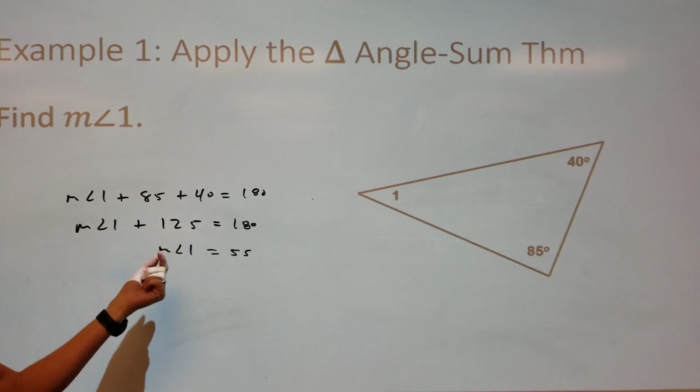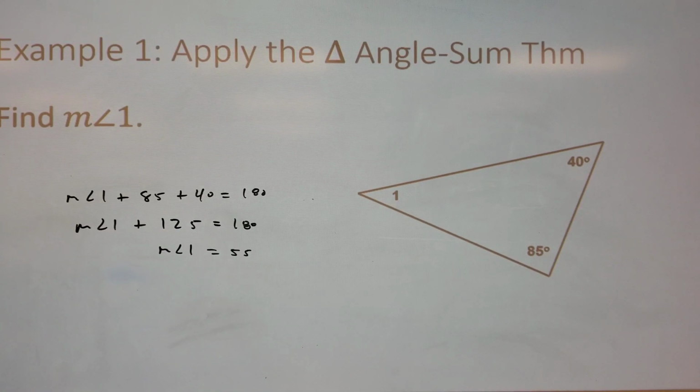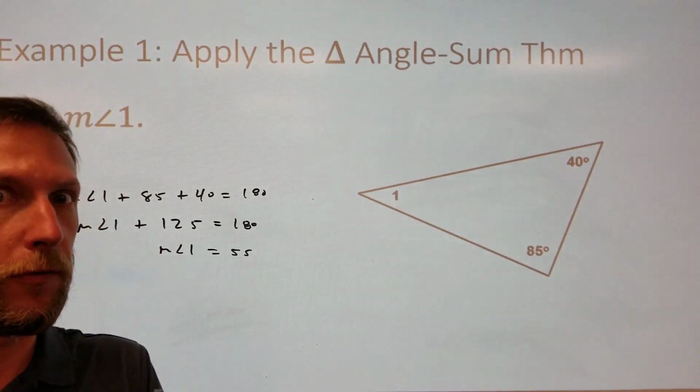And therefore, we combine our like terms. We subtract 125 from both sides, and we are able to find our solution, right? The measure of that angle. So the algebra hopefully isn't going to be too challenging.